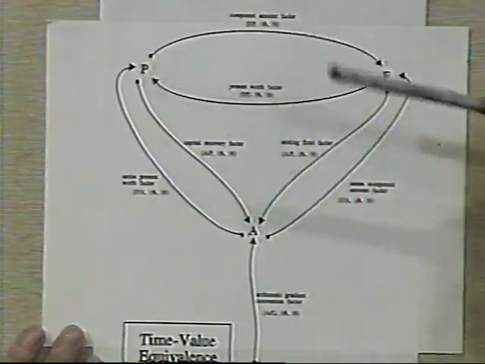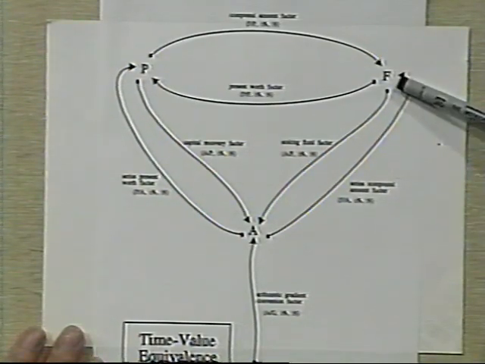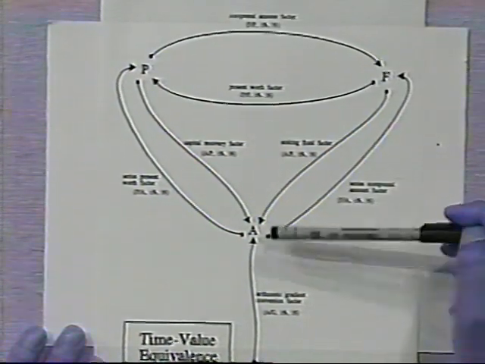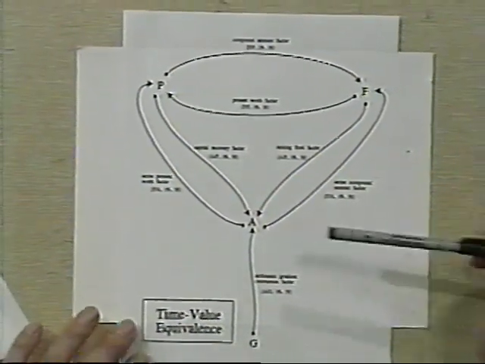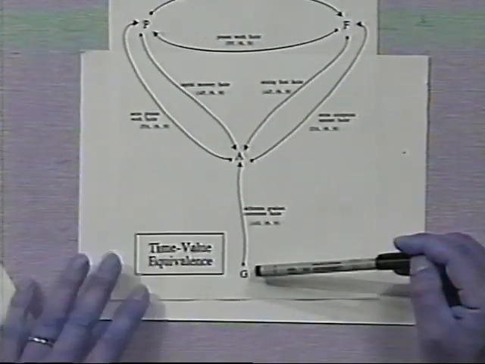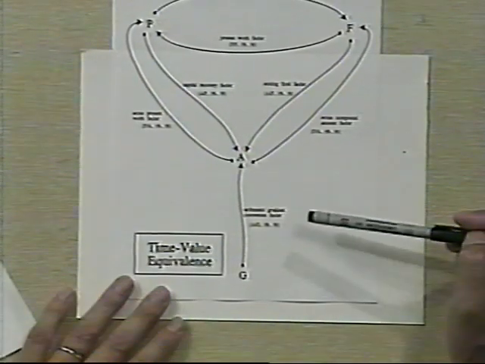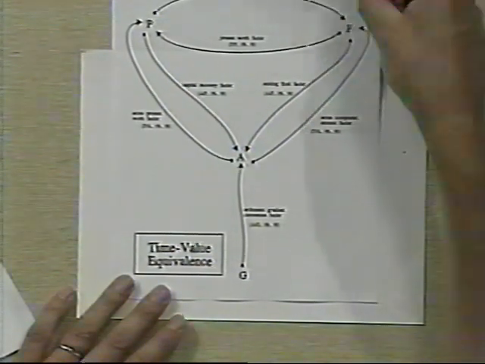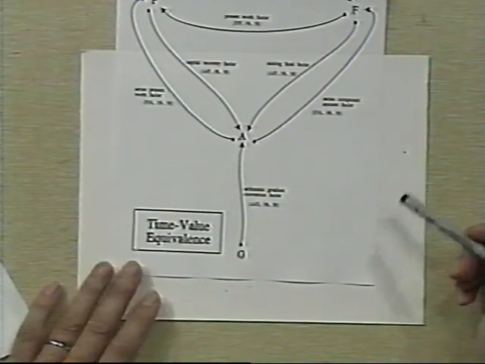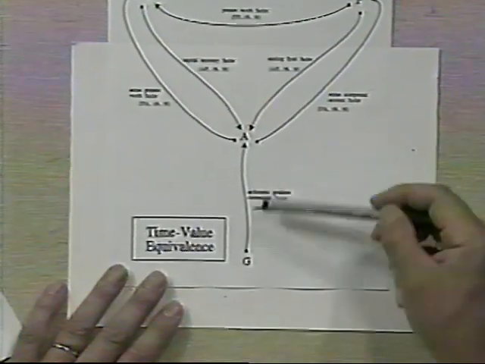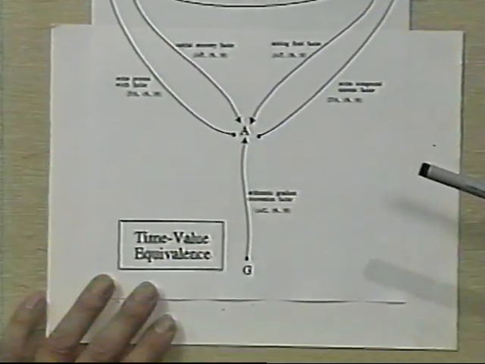The present worth, which is money today. Future worth, money at some point in the future. Annuity, which is an equally spaced series of payments that are equal in size. And down at the bottom here, the gradient, which is an equally spaced sequence of payments where the payments themselves actually increase in size each period. And we're looking at this relationship here between the gradient and the annuity.